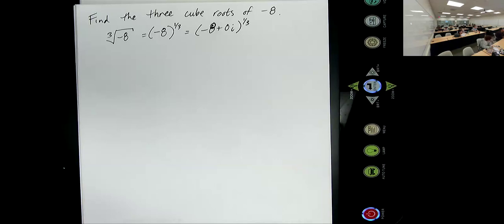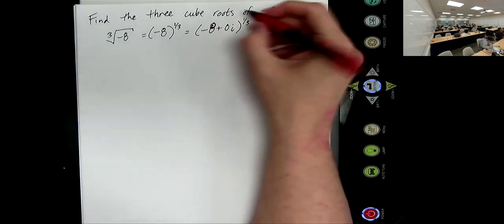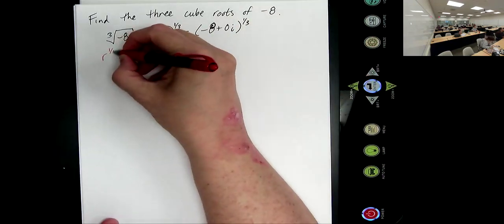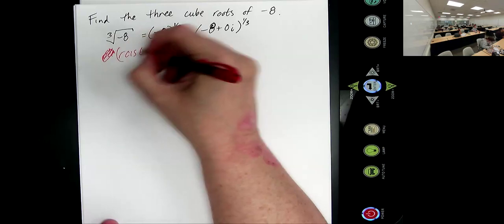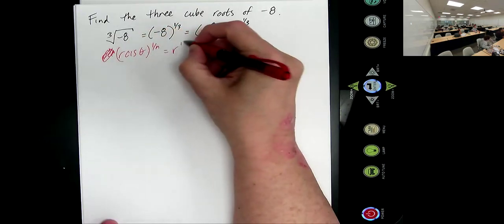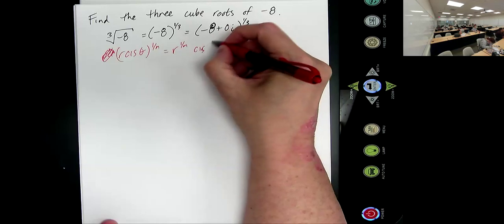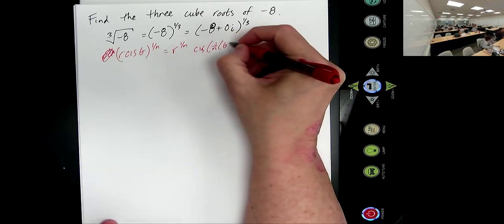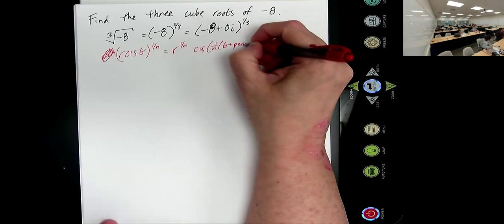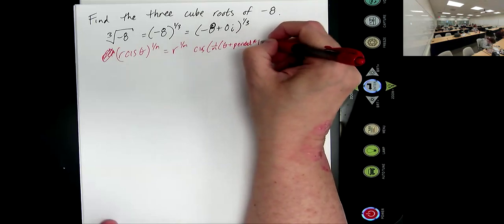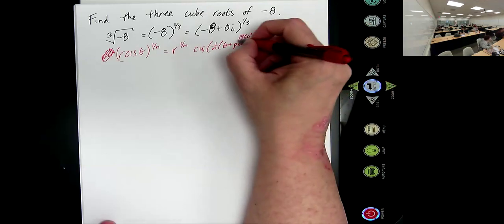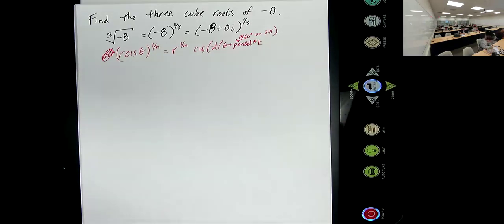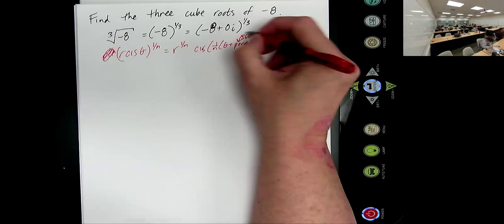So how would we go about doing this here? Same process. R cis theta to the 1/n is r to the 1/n, and then cis of 1/n times theta plus the period times k. Whether you use 360 or 2 pi, or period, just depends on which one you want. And that 1/n will apply to both.